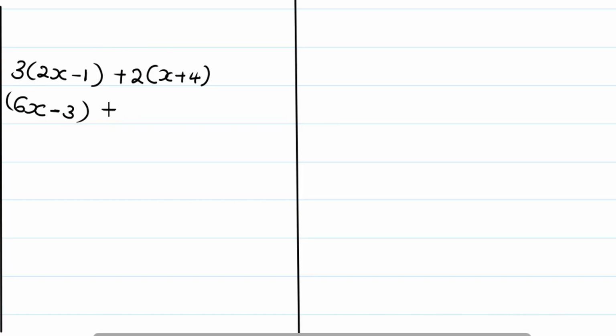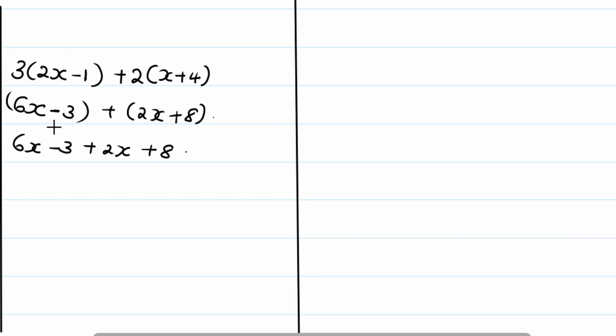Then we add 2 multiplied by x, which will be 2x, then 2 multiplied by 4, which will be 8, like that. Then we can finally open the brackets as normal, which will be 6x minus 3, then plus 2x, then plus 8, like that.